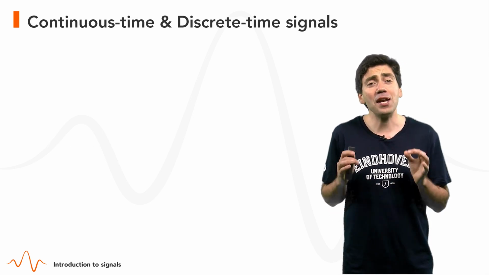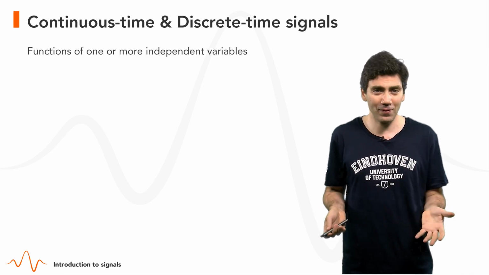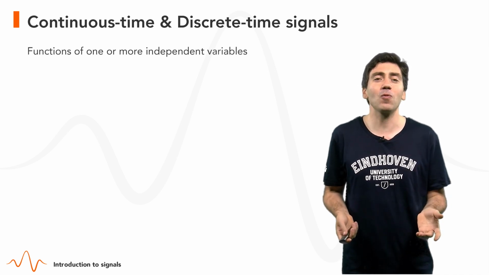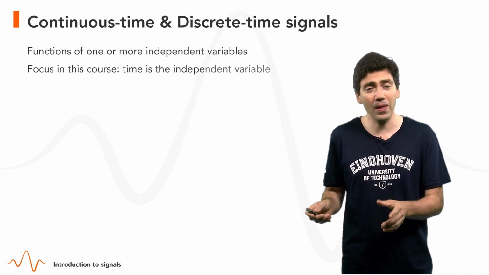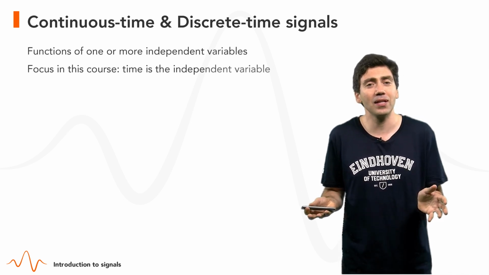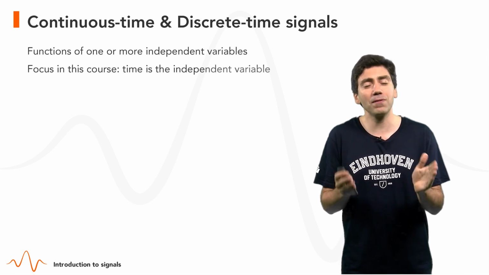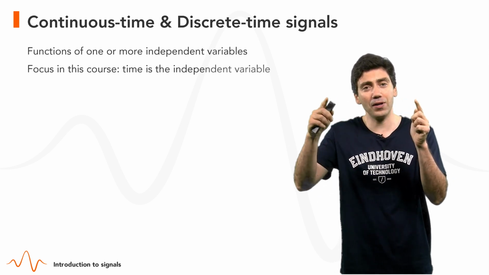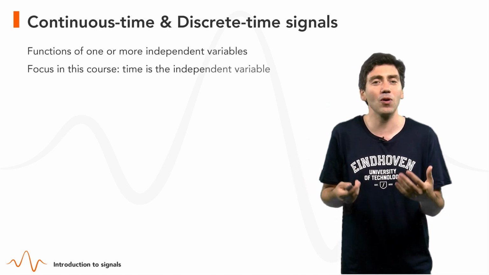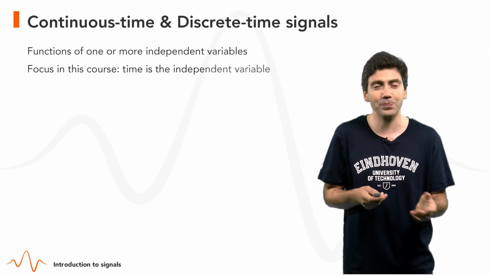Now, signals are nothing more than functions of one or more independent variables. In this course, we'll focus on functions of one variable, namely time. However, for instance, an image, which is a very important signal, is a collection of pixel intensities, which are functions of their horizontal and vertical position, which is not time. It's an example of a signal which does not depend on time, but depends on other variables.